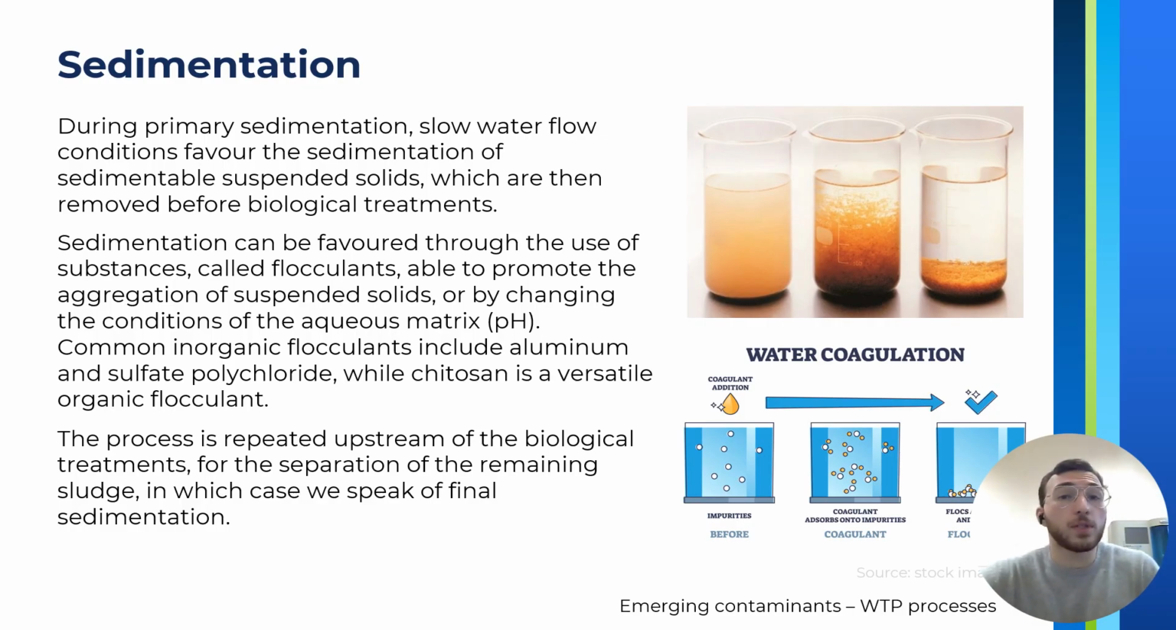Aggregation can also be promoted not only through chemical means, but also through physical means, such as by changing the pH of the water matrix. This process usually precedes biological water treatment and sometimes follows it, in which case we may want to speak of secondary, tertiary, or final sedimentation. This process may also be referred to as clariflocculation.